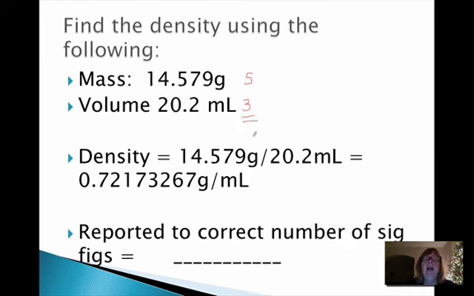We should go ahead and perform this on our calculator. We get this big long number. We need to report it to 3 sig figs, and so it would be 0.722 grams per milliliter. We had grams in the numerator and milliliters in the denominator, and that's my answer to 3 significant digits.